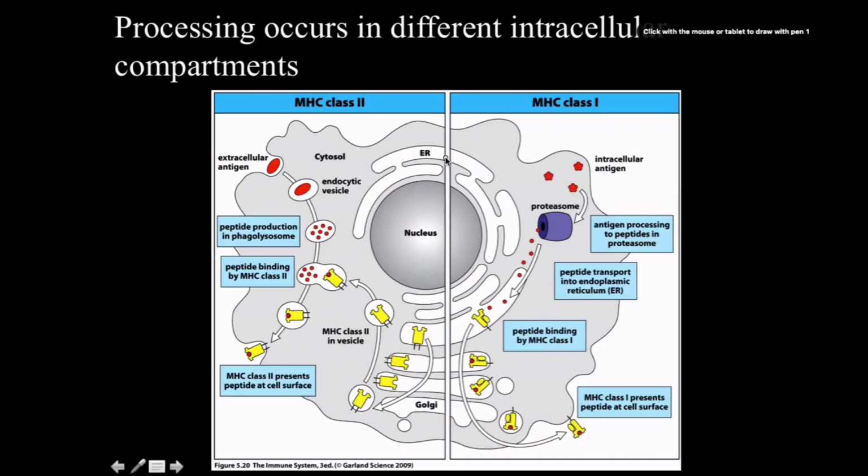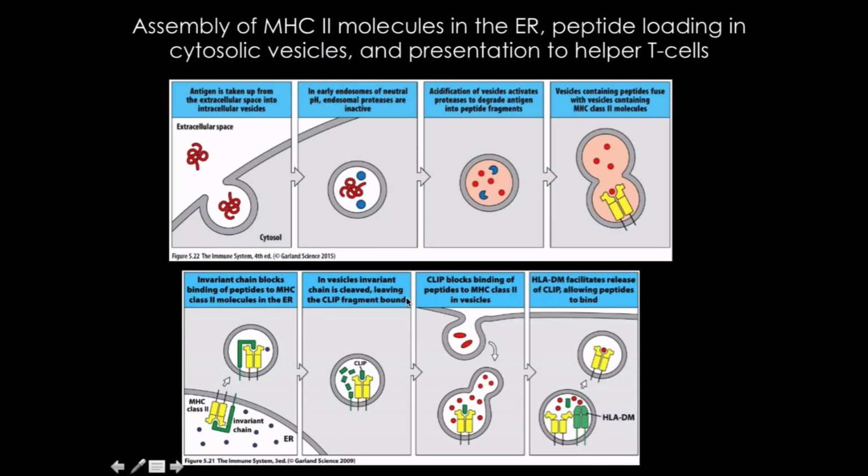Okay, so the only point that this slide is trying to show is that it happens in different intracellular compartments. So processing in the case of MHC class 1 occurred in the endoplasmic reticulum, which is where we got all this stuff. In the case of MHC class 2 though, it's happening in the endosome. And that's what we're dealing with here. But at the end of the day, they both start off at the same locations. They both have similar functions.